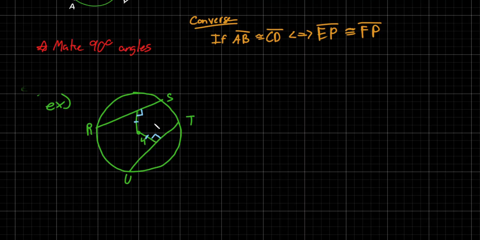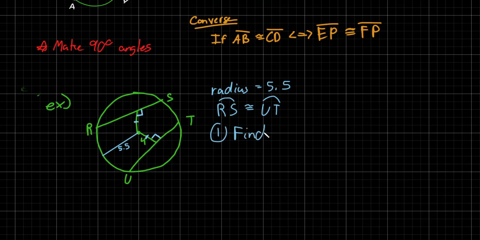Okay, I'm going to give you one more line. I'm going to tell you the radius of this, and I'm going to be annoying and put it down there. This is going to be 5.5. So radius is 5.5. And I'm going to give you another fact. The arc of RS is congruent to the arc of UT. And I want you to find the length of RS and UT.